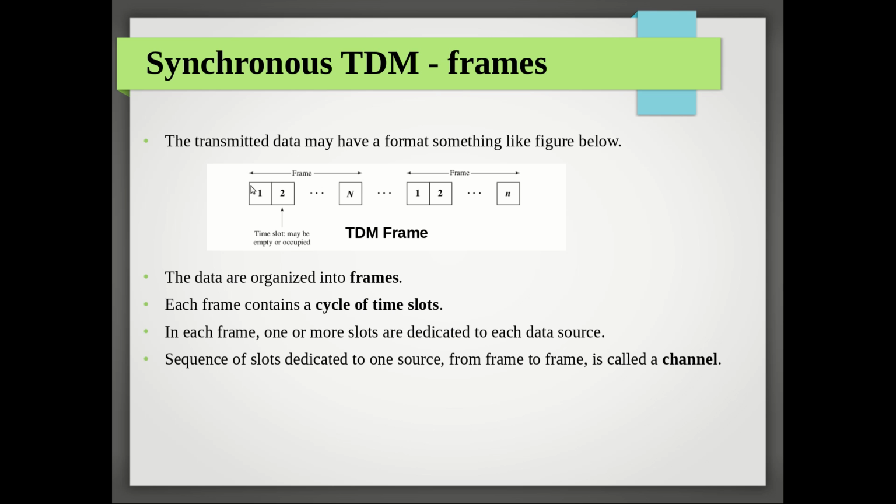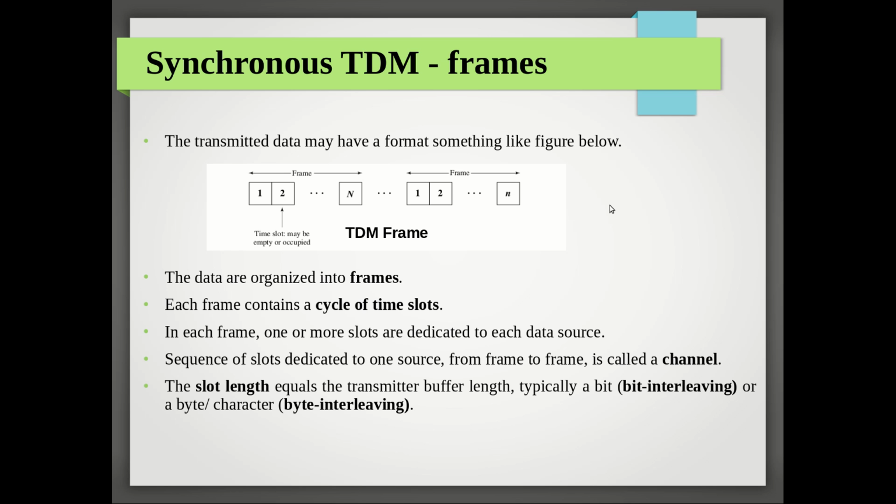Similarly, you can imagine the next frame, there also slot 1 will be there. All these slot 1s together will make the channel for source 1. Similarly, all the time slot 2s marked like this together will form the channel for source 2. Okay, some other terminology. Now, what about the length of a particular slot? What is the duration of this slot?